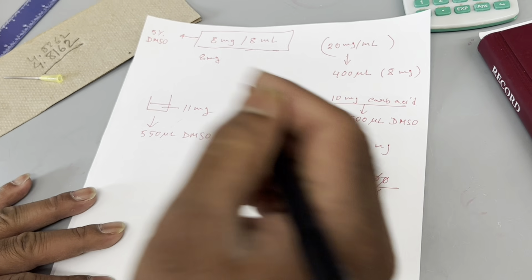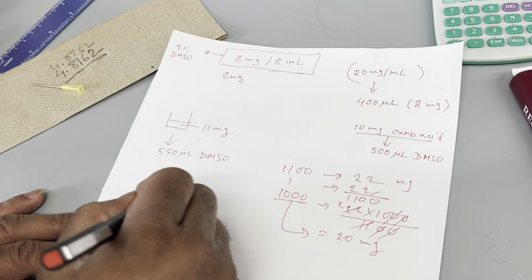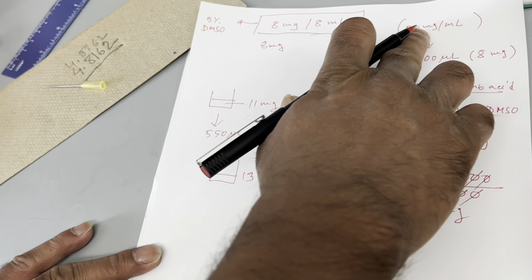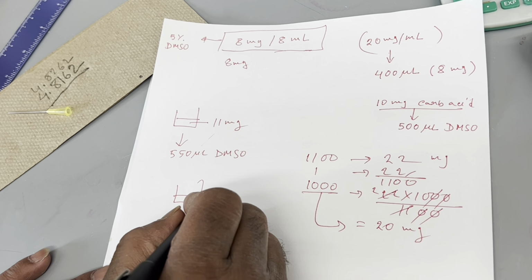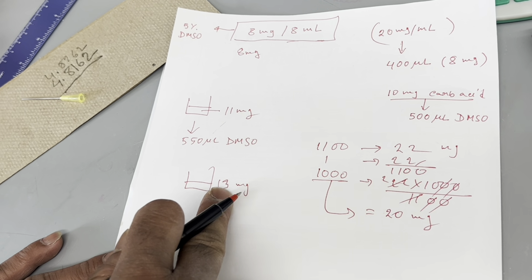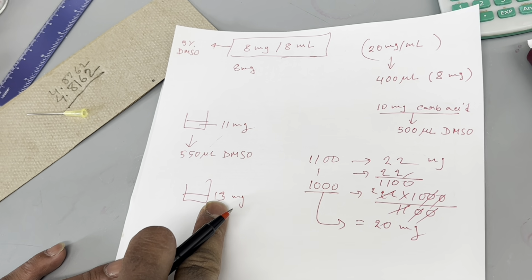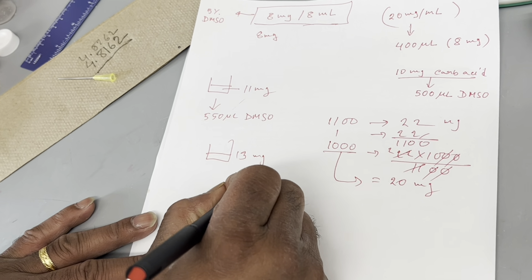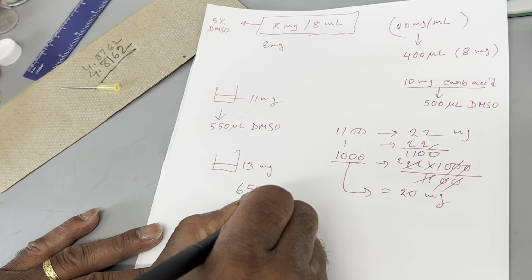Basically, suppose in your vial, with a sticky compound, you measure 13 milligram here, but you need to make this solution. What you will do is take half of that amount: 13 milligram means 6.5, so you have to use 650 microliter DMSO. Does it make sense now?